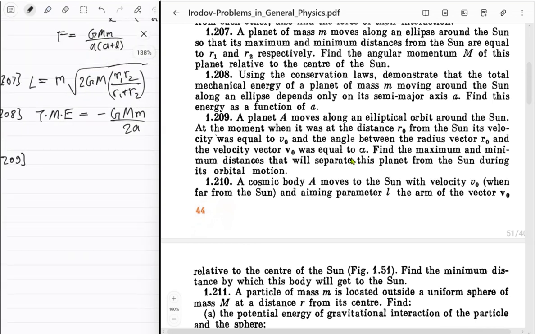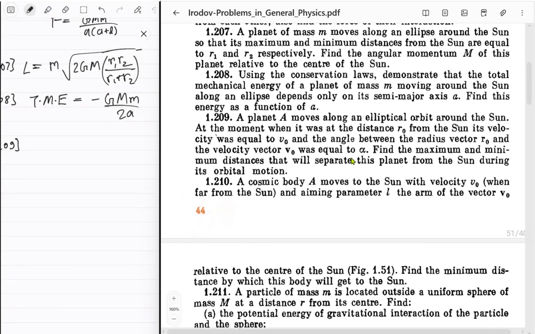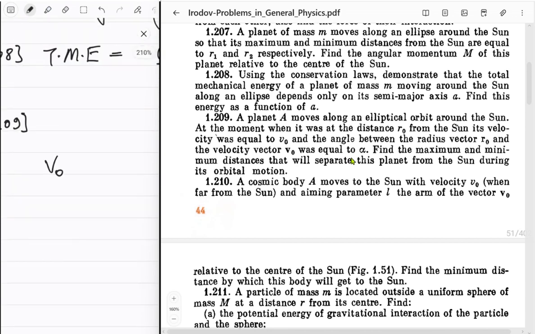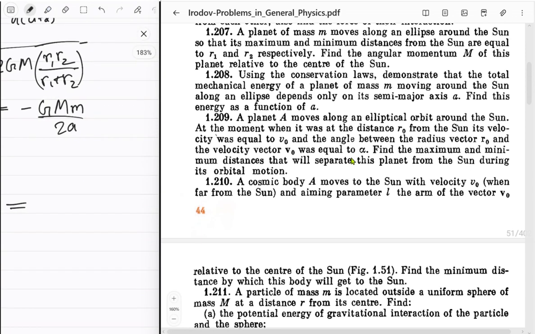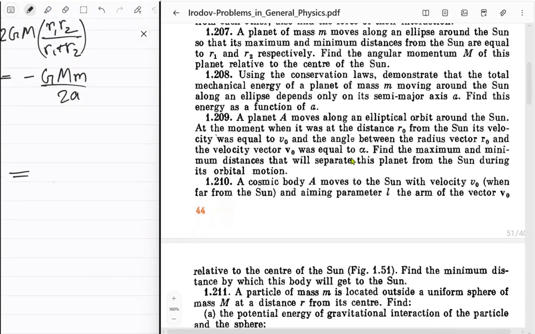So the angular momentum is equal to m v naught r naught times sine of alpha, because of the cross product, right? So v naught r naught sine alpha is equal to this. m is not going to survive, so just square root of GM, and then square root of 2 GM upon square root of 1 upon r1 plus 1 upon r2, right?